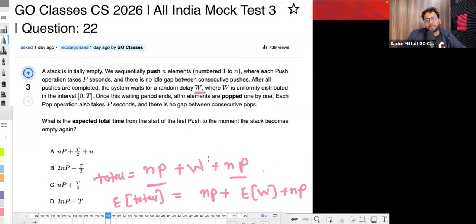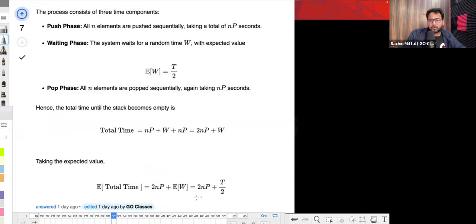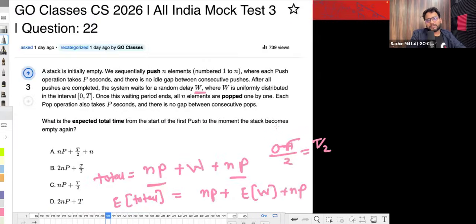Okay. So since W is uniformly distributed, for the uniform distribution, you can say that the expectation is basically (a plus b) by 2, right? The expectation or the average value is basically in the middle. So it is (a plus b) by 2, which is 0 plus T by 2, which is T by 2, right? So hence you can say that it is 2NP plus T by 2.